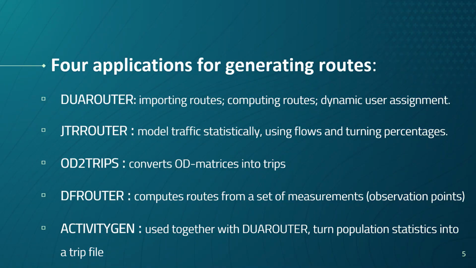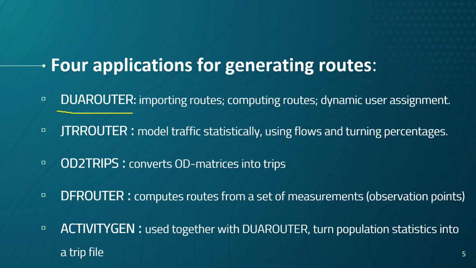Okay, by now SUMO contains four applications for generating routes. We've discussed these programs in previous videos, but for the sake of revision, let's recall them again. The first one is the DUAROUTER, which is responsible for importing routes or their definitions from other simulation packages and for computing routes using the shortest path algorithm. Additionally, in combination with the simulation, the DUAROUTER can compute the dynamic user assignment.